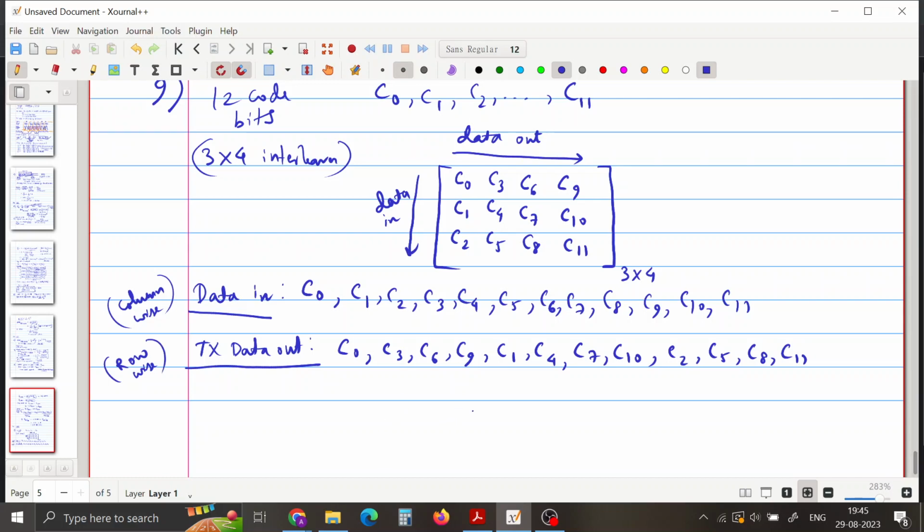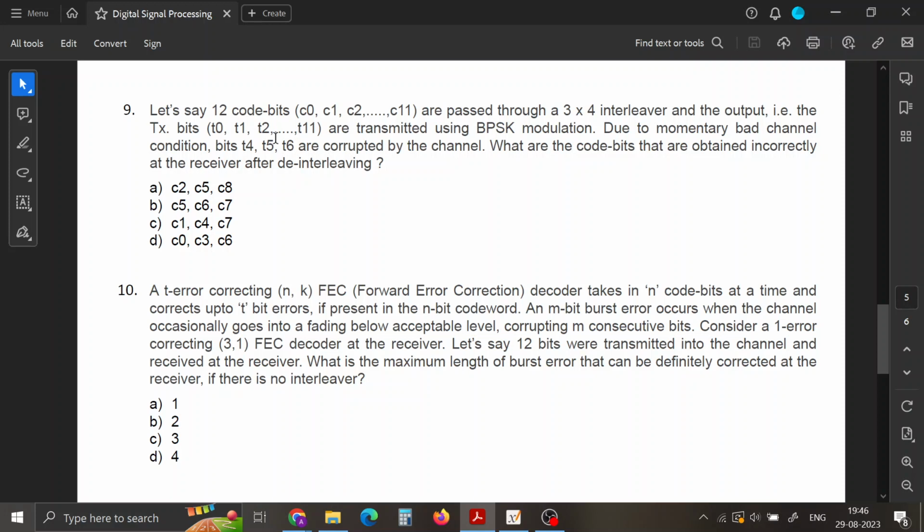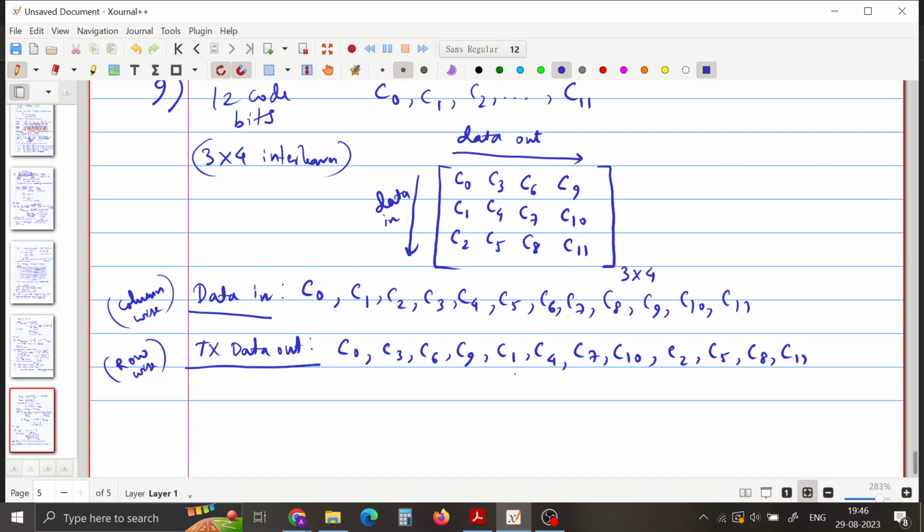Now in my question, these transmitted bits are denoted by T0, T1, so on up to T11. See the question, T0, T1, T2, so on to T11. These are the transmitted bits. So these are the same as my T0, T1 in proper sequence, T3, T4, T5, T6, T7, T8, T9, T10, and finally T11.